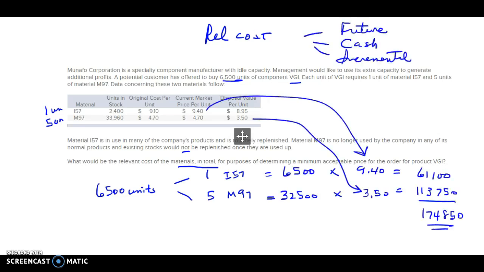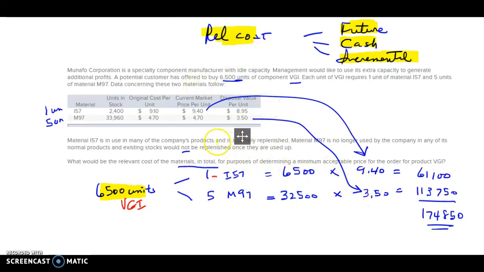Okay, so just as a review here, relevant costs are future costs, they're cash costs, and they're incremental costs, meaning additional costs. So in this case, we're going to work these 6,500 units of VGI, and we're going to look at them from the standpoint of the requirements in raw materials. So 6,500 units of I-57 and 32,500 of M97. So the question is, what cost do we use?